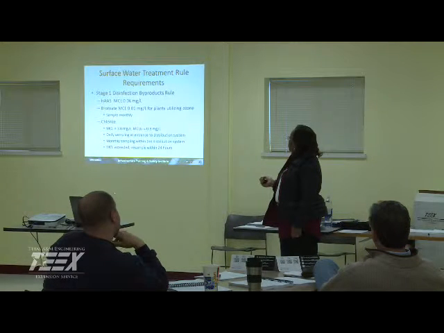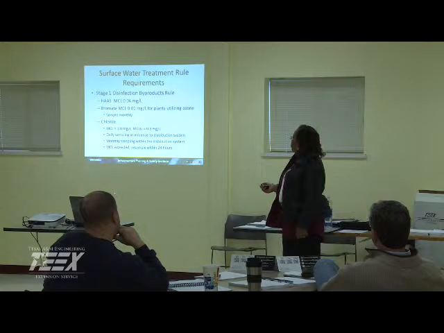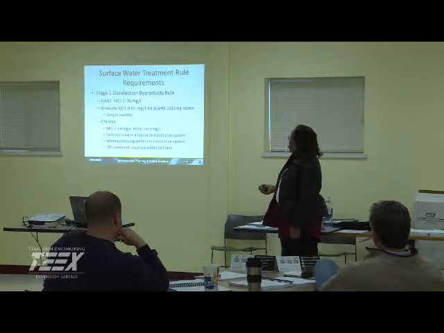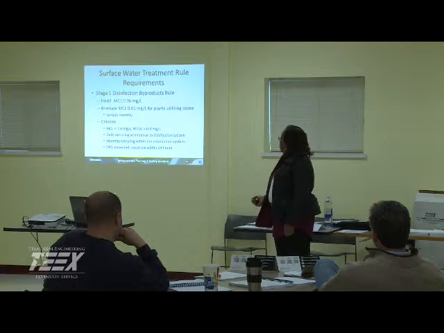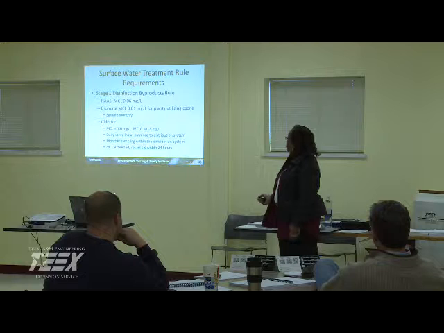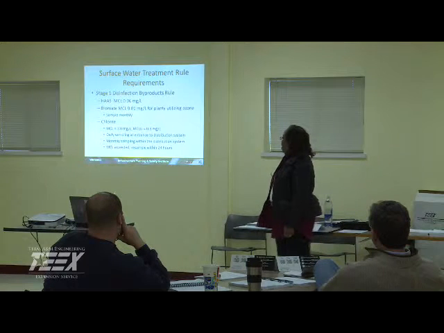For bromate, if you're utilizing ozone, you're looking at a maximum contaminant level of 0.01, and it should be sampled monthly. For chlorite, the maximum contaminant level is 1 milligram per liter. The goal is 0.8. You want to make sure you're pulling samples daily at the entrance to the distribution system and monthly within the distribution system. And then you have to do repeat samples within 24 hours if you're exceeding the MCL.